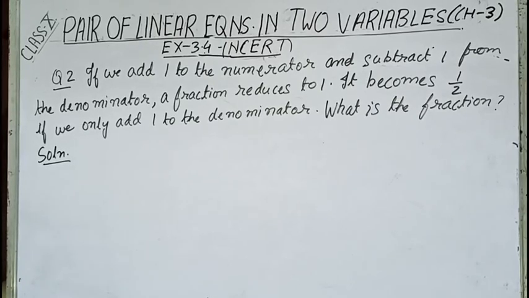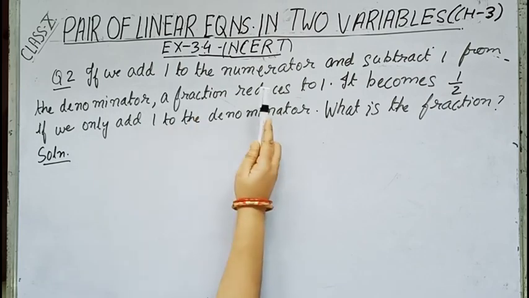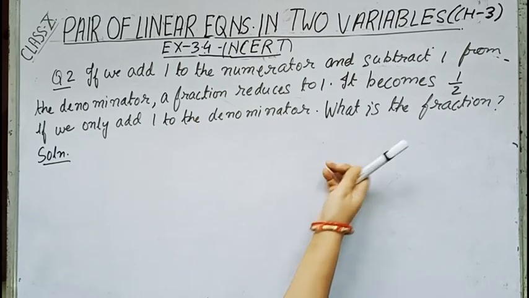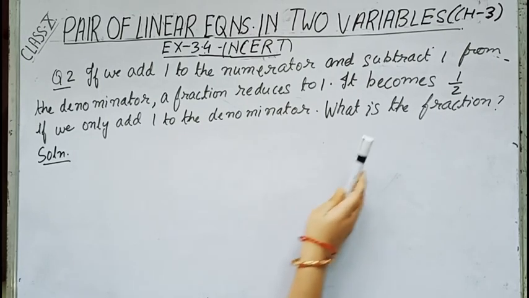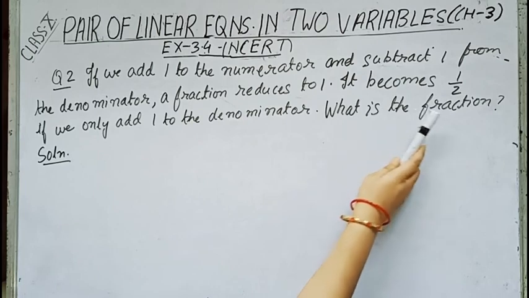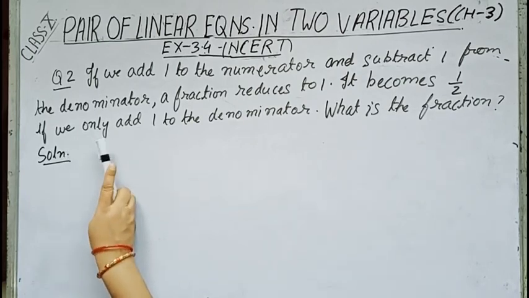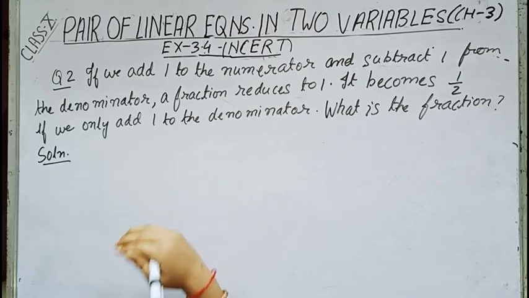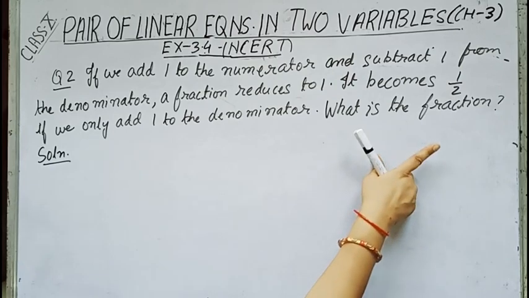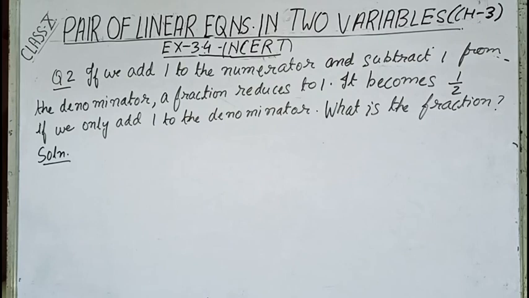Let us continue with exercise 3.4 and go to question number 2. Question number 2 says that if we add 1 to the numerator and subtract 1 from the denominator, a fraction reduces to 1. Now the same fraction becomes 1 by 2 if we add 1 to the denominator. Take care, only 1 is added to the denominator. What is the fraction? So let us do.